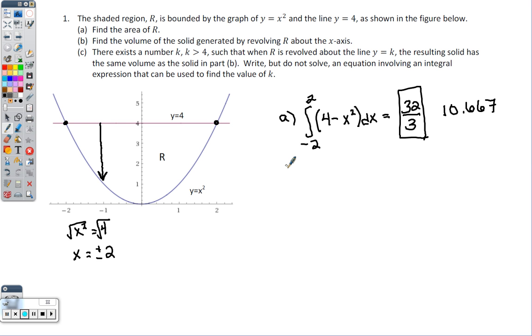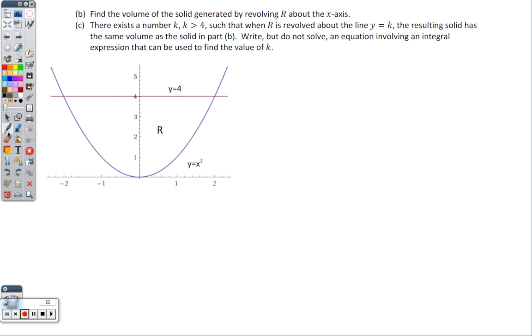Part B, which I think I've already left space for on the next slide. Find the volume of the solid generated by revolving R about the x-axis. So we're finding volume, and we have to decide, do we want to do this in disks or in shells? Now, we've been integrating in x. If we integrate in x and we revolve around the x-axis, they match, so we're going to use disks and washers.